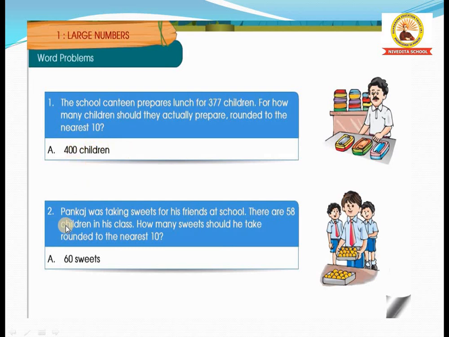Next, Pankaj was taking sweets for his friends at school. There are 58 children in his class. Then how many sweets should he take, rounded to the nearest 10? So here 58 is there. If it is nearest to 10, meaning 50 or 60, we will write 60. 60 is nearest to 58, so we will write 60 sweets.